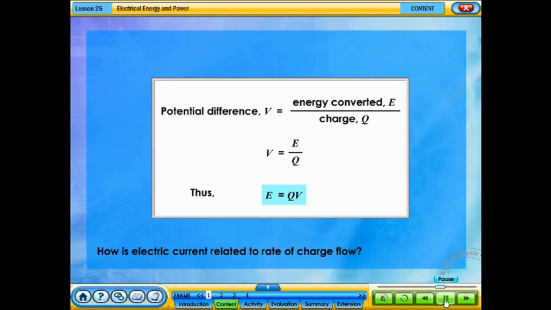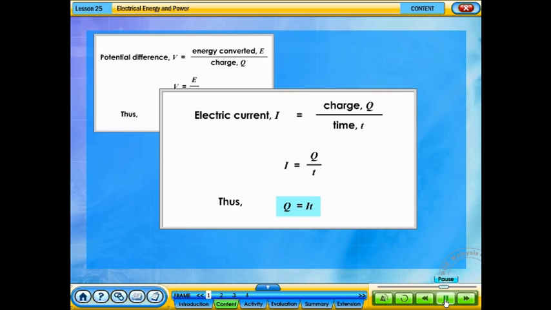How is electric current related to rate of charge flow? Electric current I equals the quantity of charge flow Q passing through a point in a circuit in a given time t.